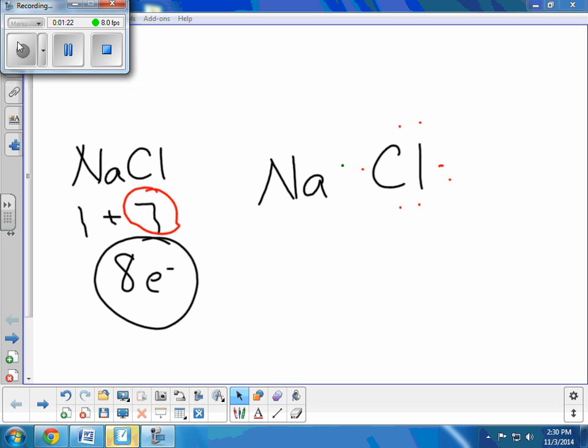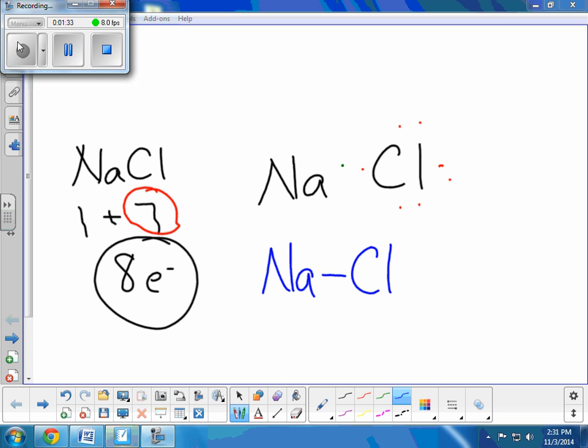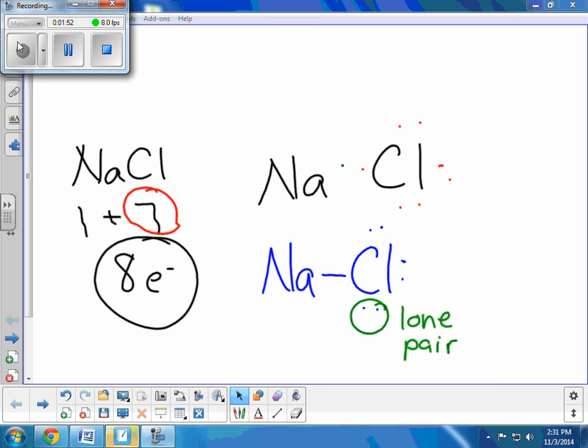Sodium has access to 2 electrons, and these 2 electrons are in between sodium and chlorine, which tells us that they have formed a bond. Another way we can write this, we can use a dash between sodium and chlorine to represent our bond, but we still have to include the lone pair of electrons that are around chlorine. So this is a lone pair. Any electrons that are not part of a bond are called lone pair electrons. All right, so this is an ionic compound where we have a metal and a nonmetal. Metals do not have to have access to 8 valence electrons, but nonmetals do.